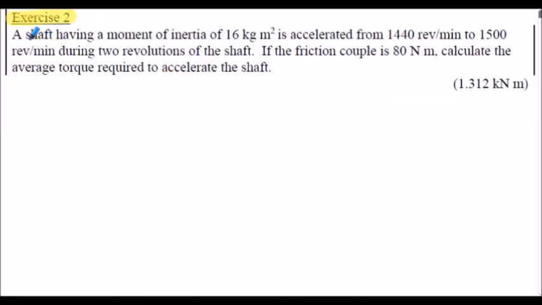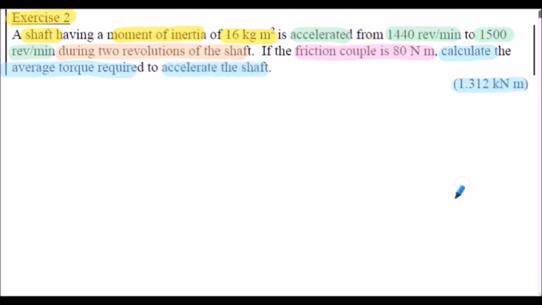Exercise 2. Again, the shaft has a moment of inertia, 16 kilogram meters squared. It's accelerated from a speed of 1440 revs per minute to a maximum speed of 1500 revs per minute, and that's during 2 revolutions of the shaft. We're given a friction couple of 80 Newton meters constantly applied. We've got to calculate the average torque required to accelerate the shaft. The torque is given in the bracket here. Again, I would encourage you to stop the presentation and try and attempt this question, but I'll show you the full worked solution on the following slide.